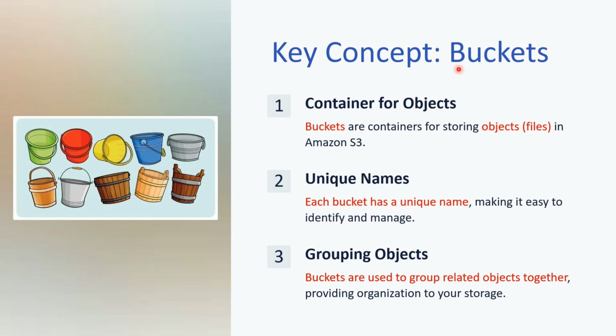Now we will see what buckets are. Buckets are containers for storing objects in Amazon S3. Objects are nothing but files. Each bucket has a unique name, making it easy to identify and manage. Buckets are used to group related objects together, providing organization to your storage.